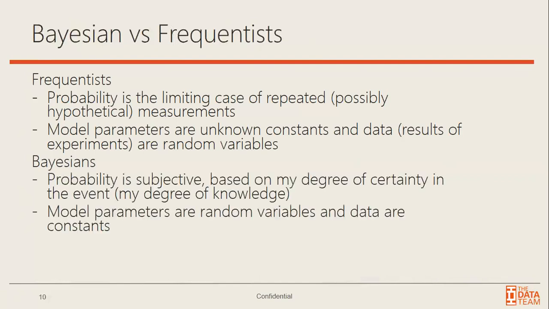Now, how do Bayesians look at it? Bayesians look at it quite differently. They consider probability to be subjective. That means, based on my degree of certainty in my event and my knowledge, what is the probability? So they try to be very subjective. And they consider model parameters to be random variables, whereas we thought parameters to be fixed and constant in the case of frequentists.